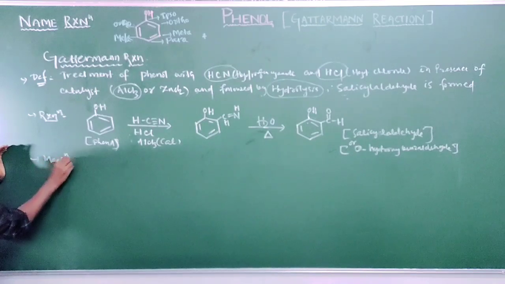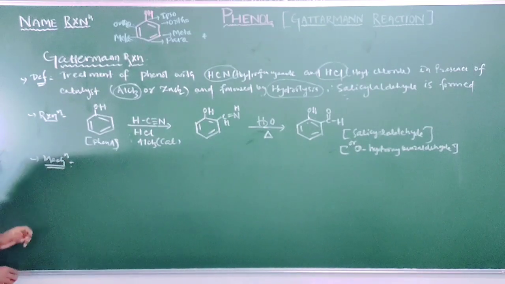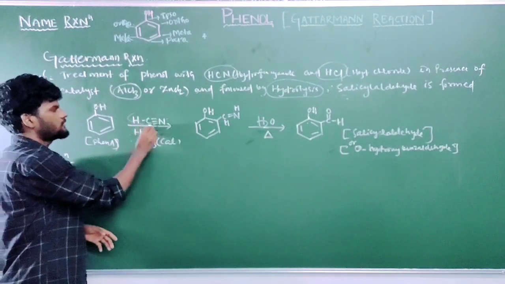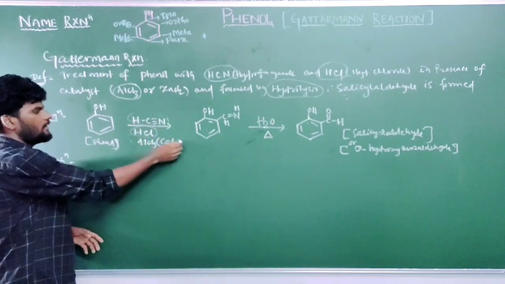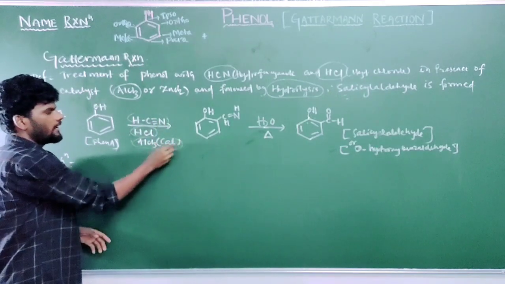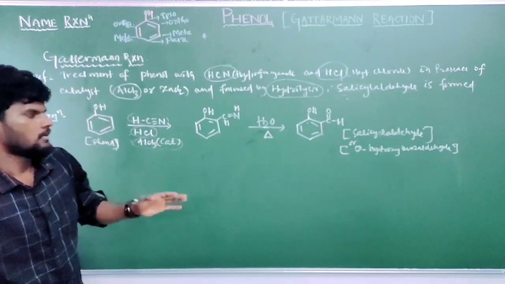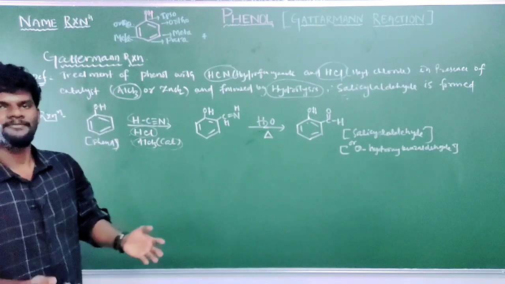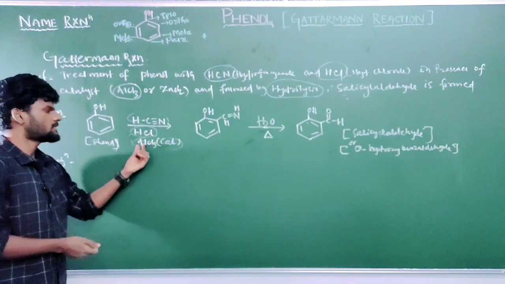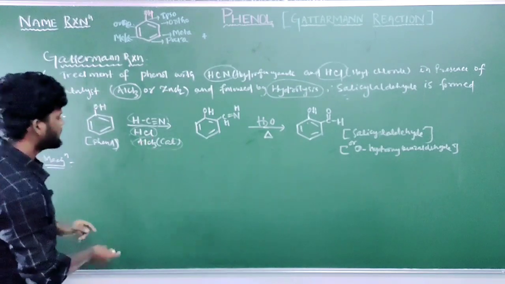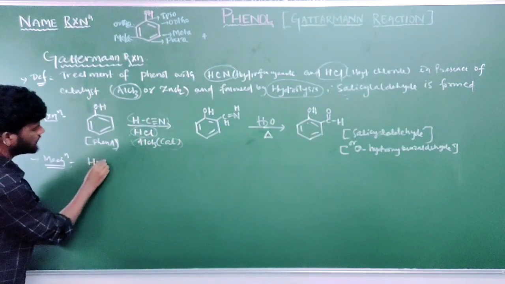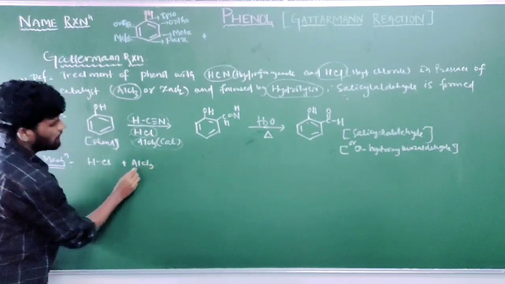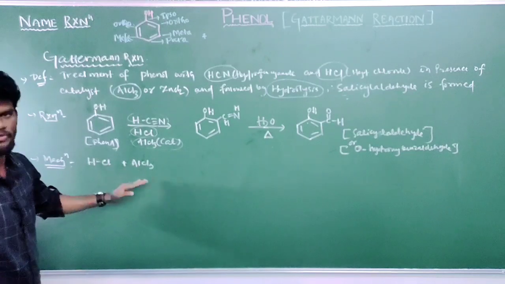Next important part is mechanism. Okay, write, give heading mechanism. In mechanism, see, in the first step we are using hydrogen cyanide in presence of hydrogen chloride and AlCl3. So here AlCl3 is a catalyst and at the same time a Lewis acid. What is the role of a Lewis acid? It will accept electrons. From where? Here HCl, hydrogen chloride. HCl plus AlCl3. Aluminum has a vacant orbital, it will accept electrons as Lewis acid.